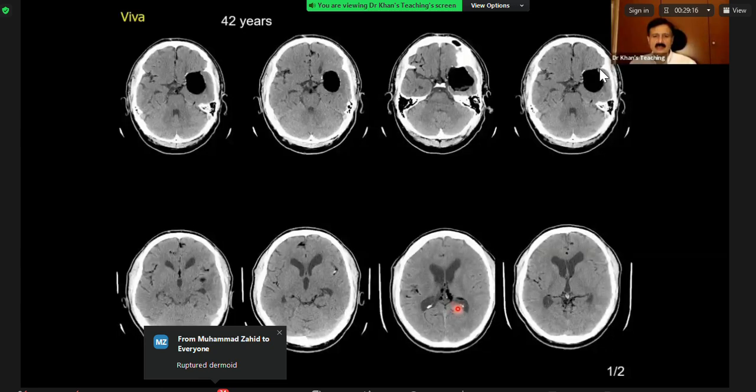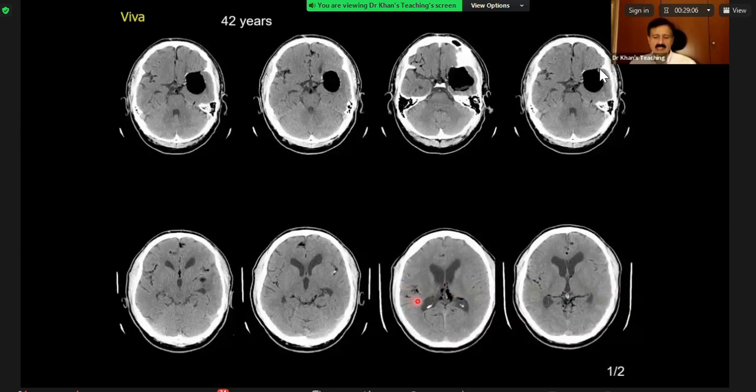Ruptured. So this is a ruptured dermoid, and the key here is that within the CSF you can see this low density. You can do the Hounsfield if you want, and this is blacker than the CSF. So these are droplets which have gone into the CSF. And please remember that they have shown cases of droplets in the CSF in the brain, and actually the dermoid was sitting in the spine.